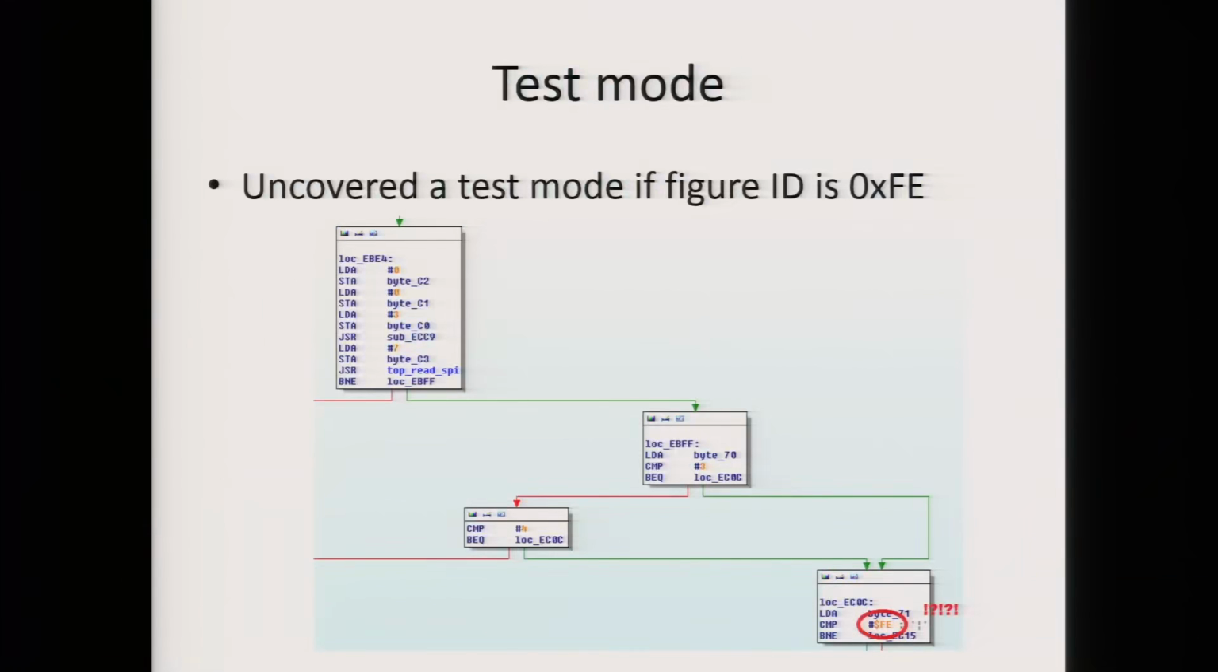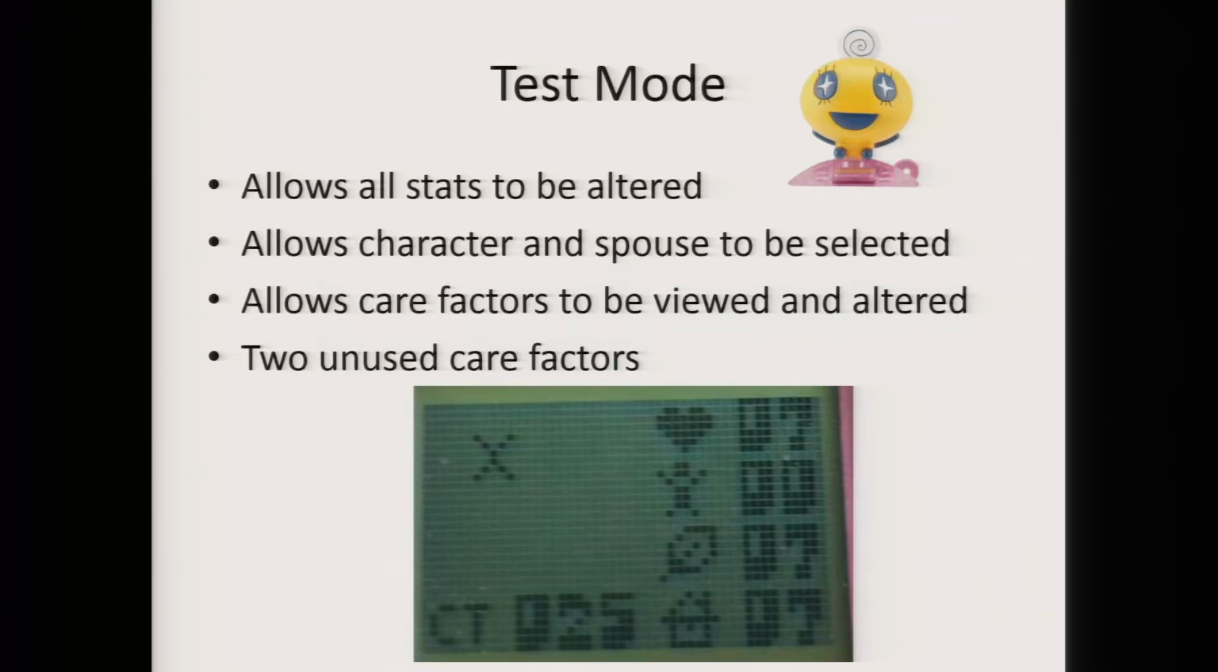Another fun thing I discovered is that the Tamagotchi has a test mode in it, and this was kind of cool. I was looking at the figure processing, and there's really 2 types of figures, ones with restaurants and ones with shops. But I found there was a third type of figure. So I made a figure of this type, and I put it on my Tamagotchi, and I found it has a debug mode in it. And it's pretty cool. It allows every stat to be altered, so you can make your Tamagotchi less hungry, you can change every single character, you can change what its spouse looks like, you can see the care factors, and I also found a bunch of unused functionality in this.